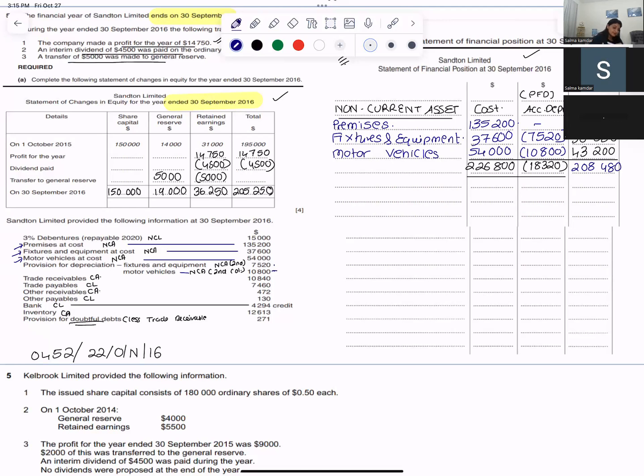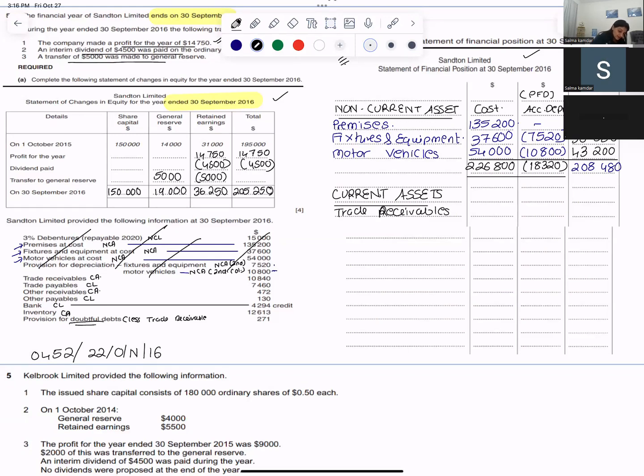Okay. Now after this, what will you write? Current assets. What are your current assets? First, I can see trade receivables. 10,840.